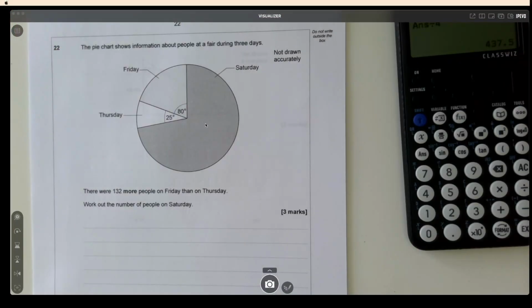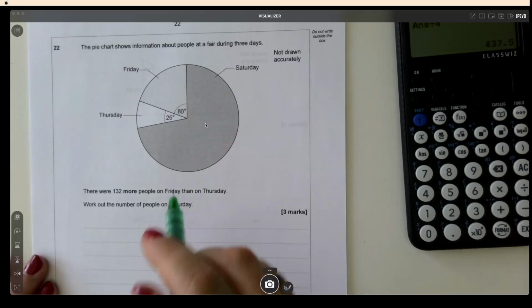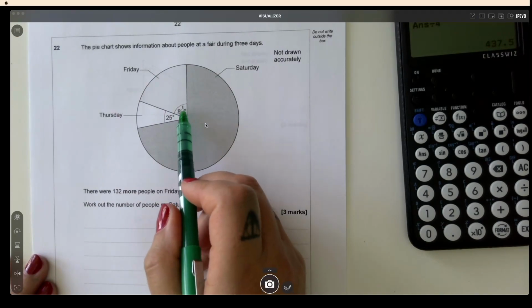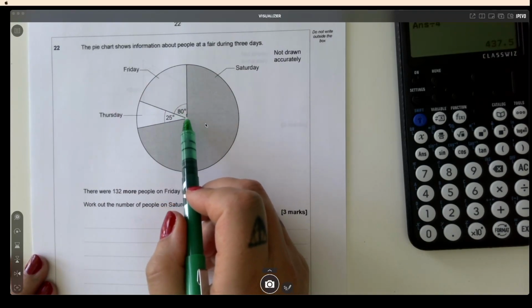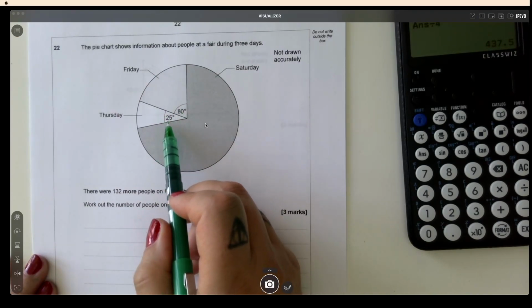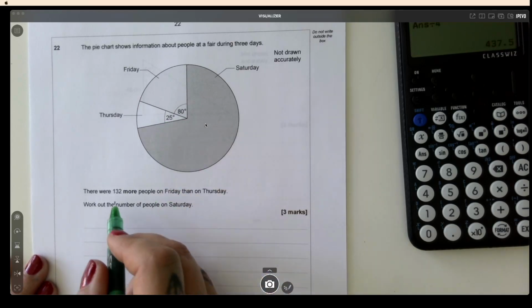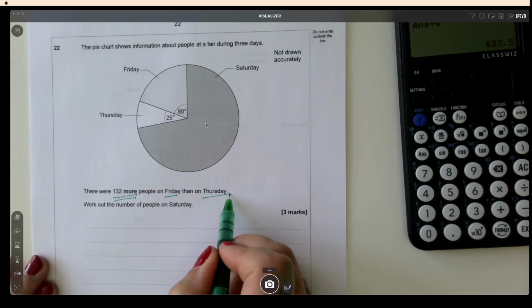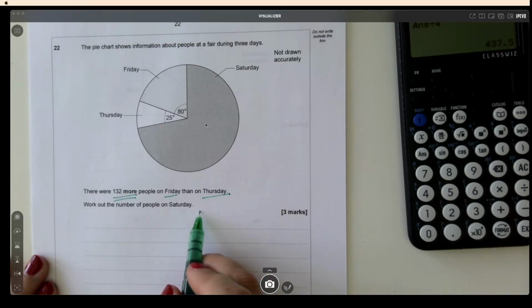Question 22. The pie chart shows information about people at a fair during 3 days. So we've got a pie chart for Thursday, Friday and Saturday. We know the angle for the Friday part of the pie chart. We know the angle for the Thursday part of the pie chart. There were 132 more people on Friday than Thursday. Work out the number of people on Saturday.